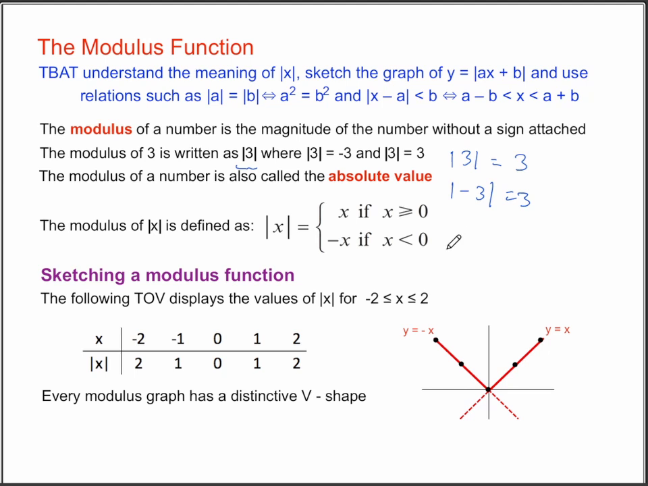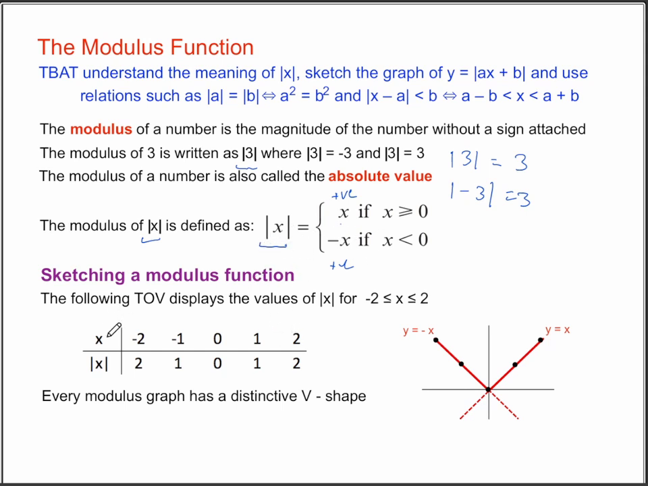And a more general definition of the modulus is this. The modulus of x is defined as x if x is greater or equal to 0, meaning if x is positive. So if the number inside is positive, then the modulus is the number itself. While if the number is negative, then the modulus will be negative times that negative number, which means you're going to get a positive as well. So both of these are positive values of that number that is inside.